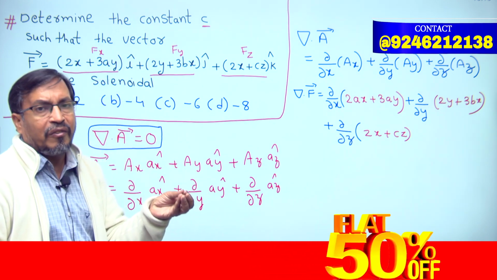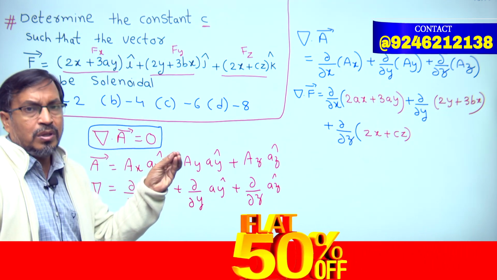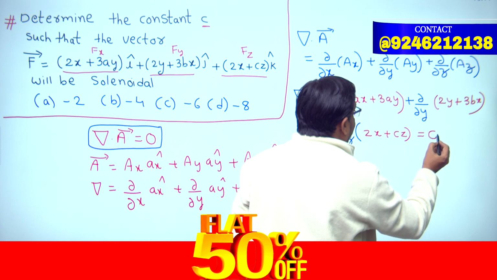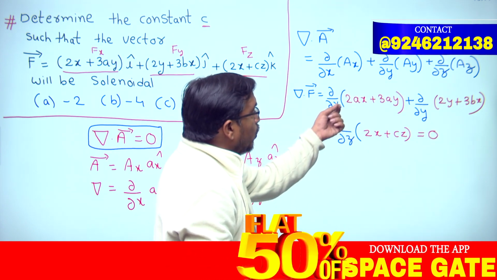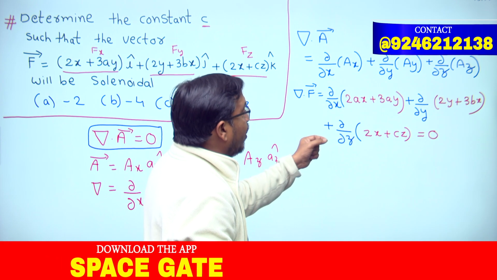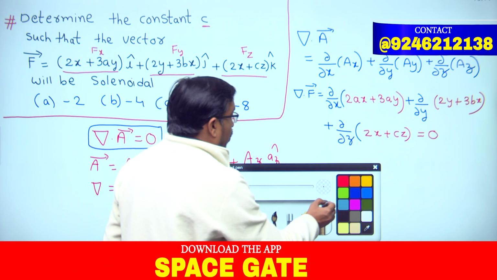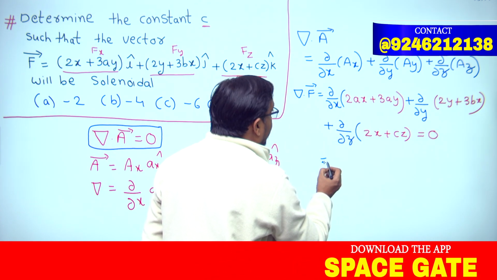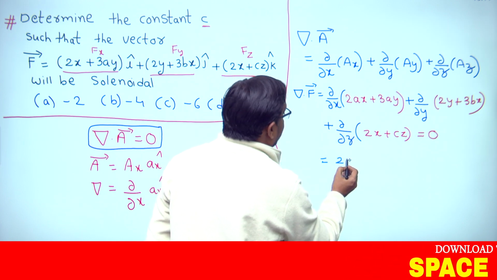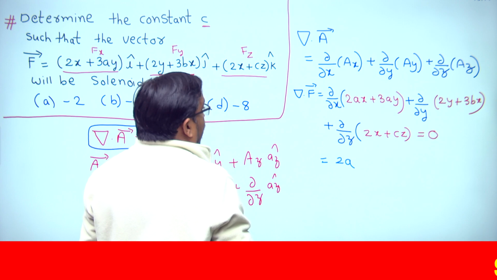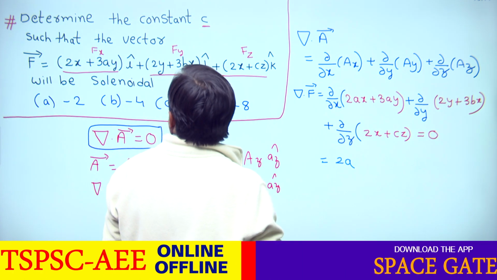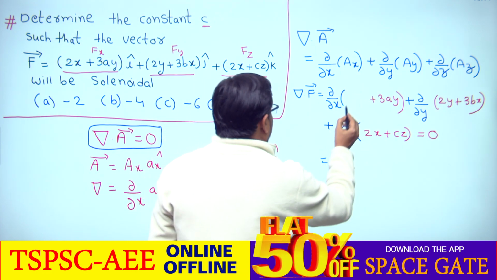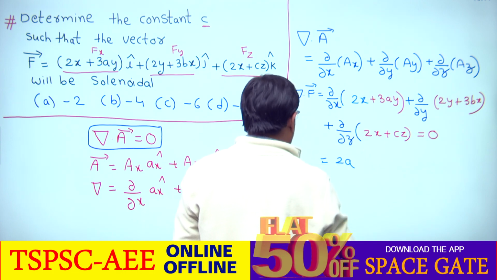So what is the condition of solenoidal? Divergence equals 0. So I am writing here it equals 0 because the given vector is solenoidal. Here, 2ax plus 3ay differentiating with respect to x will give 2a. And sorry, here I am writing 2x only.